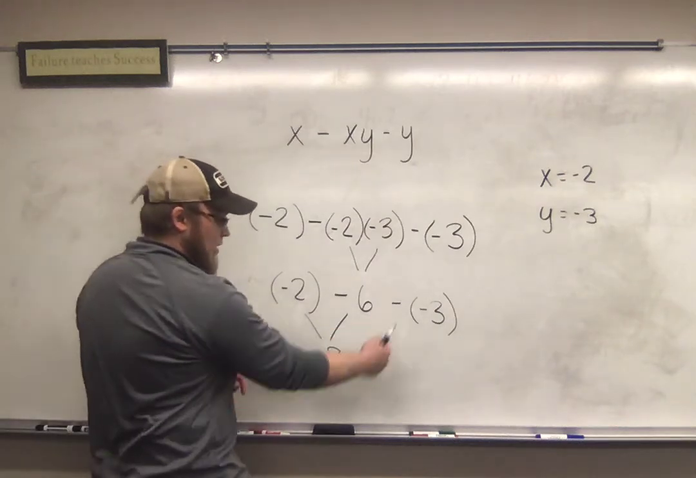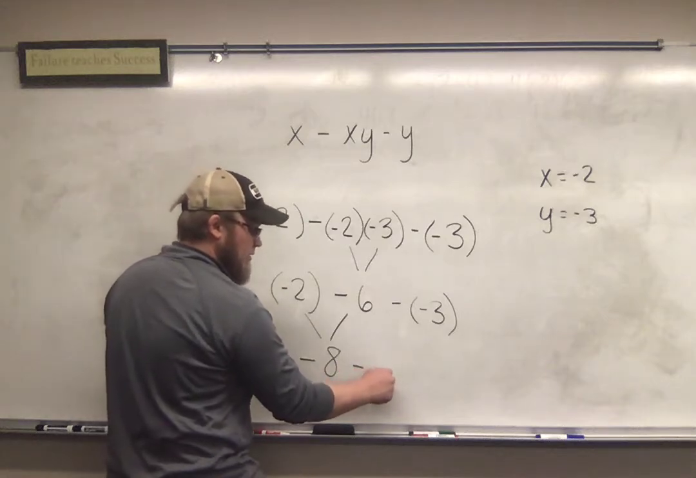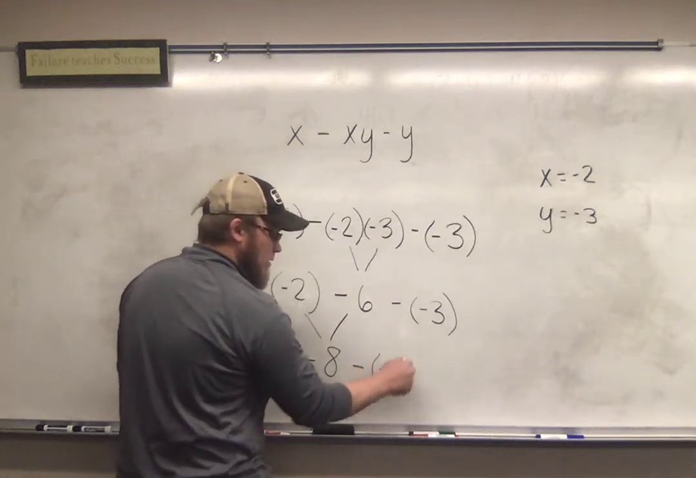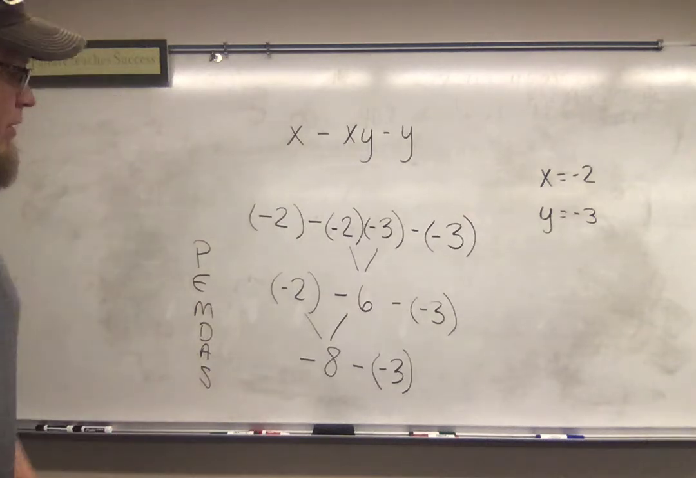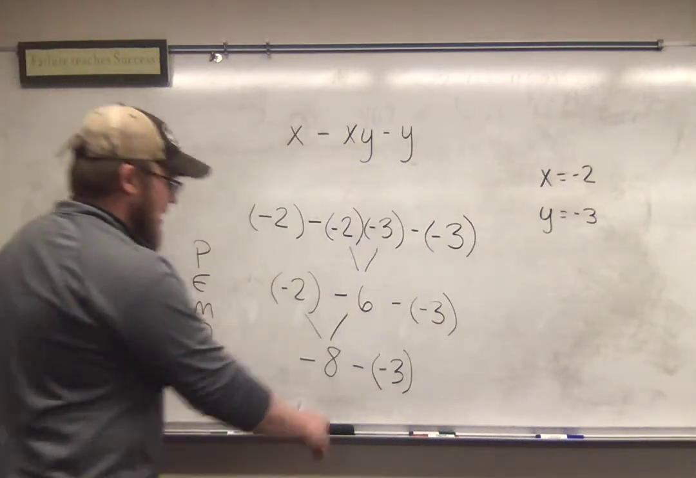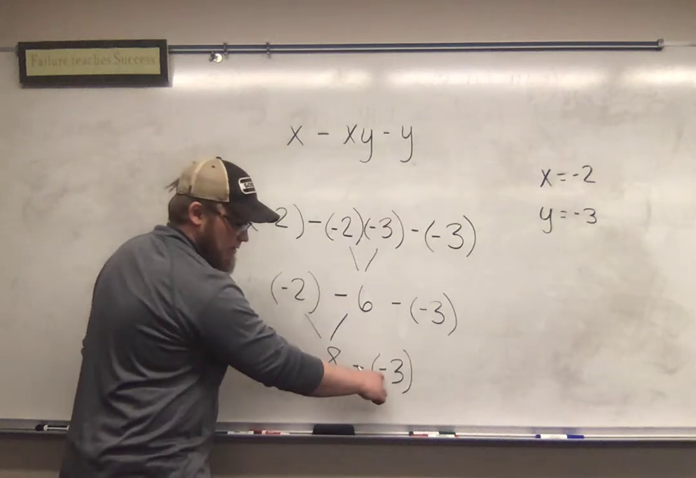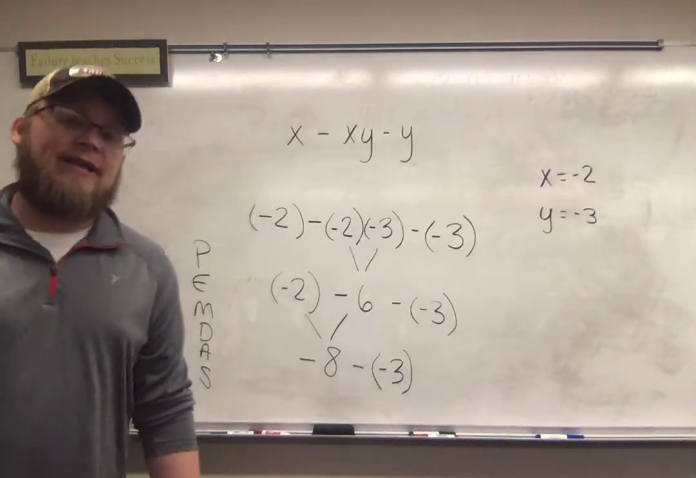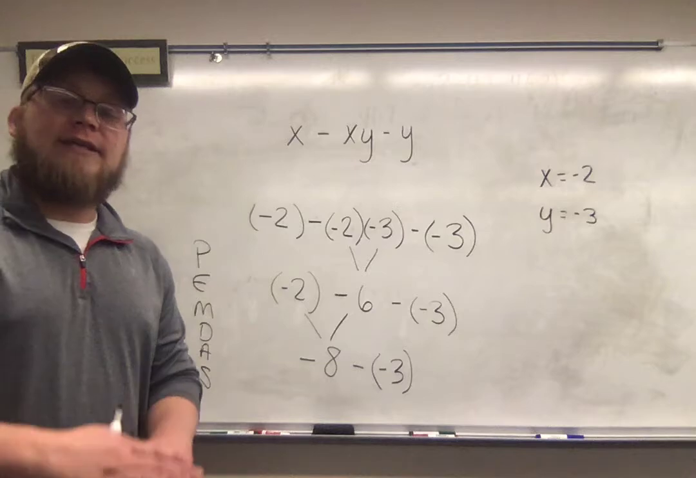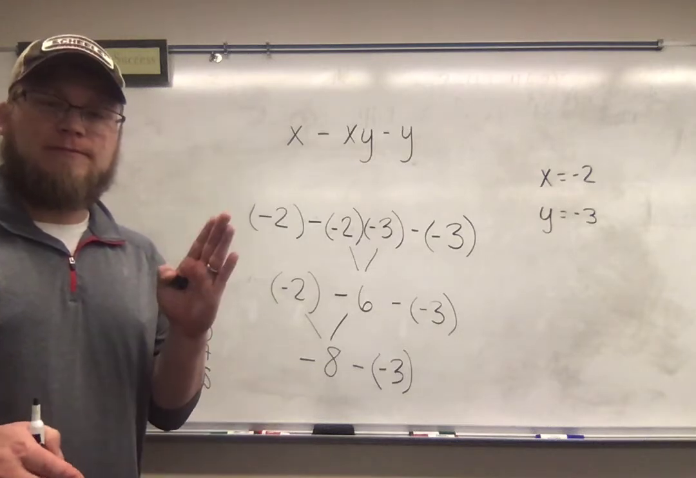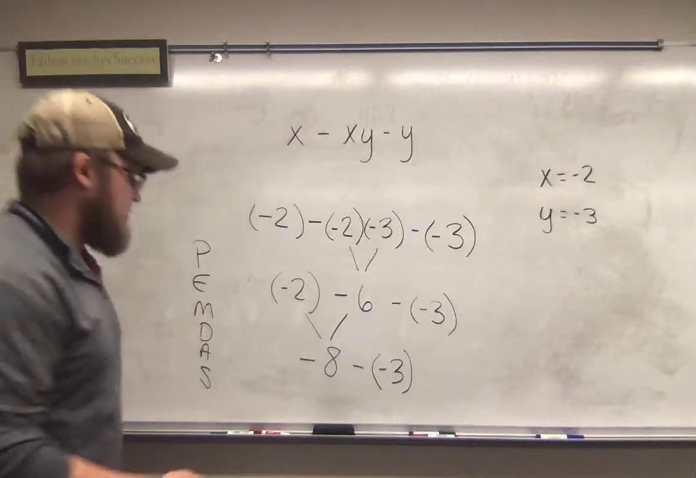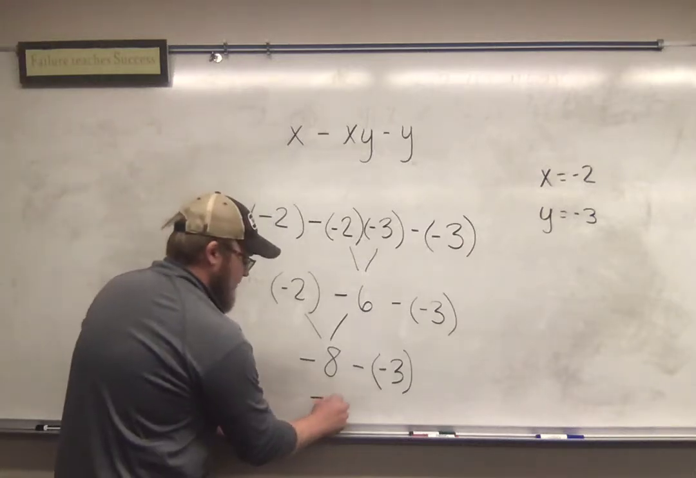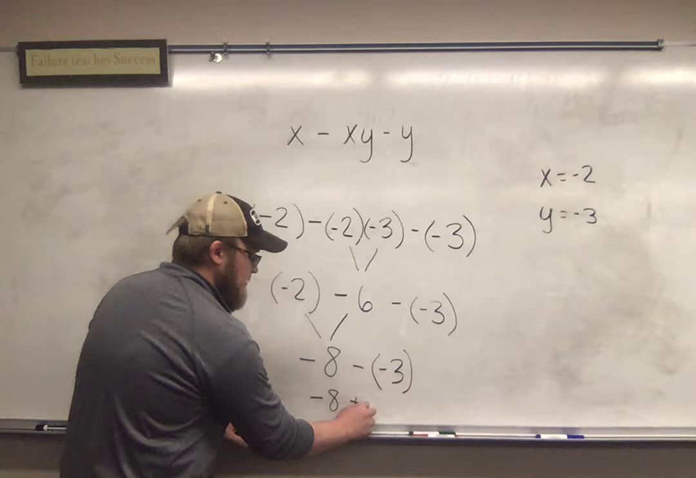And I'm going to rewrite what I have not used. Okay? And then remember, when we have a minus followed by another negative, that turns that entire section into a plus. So it actually should be rewritten like this. -8 plus 3.